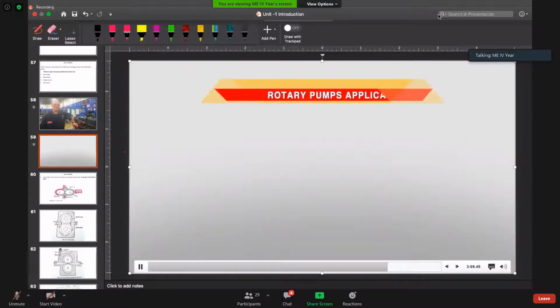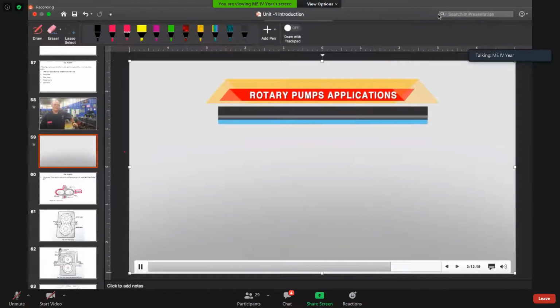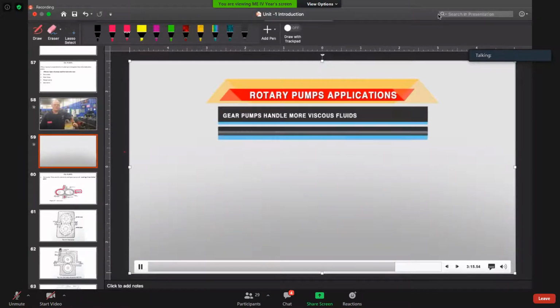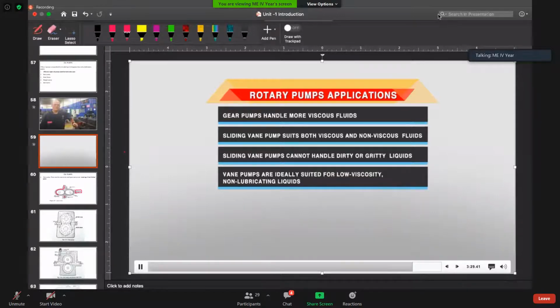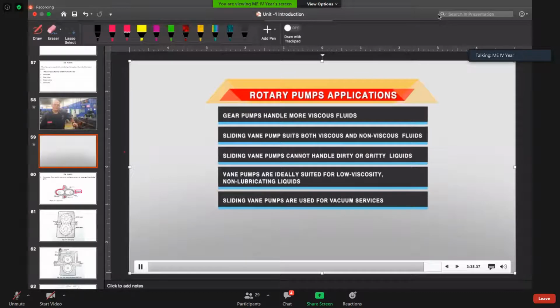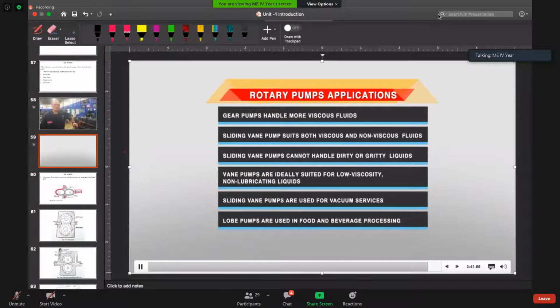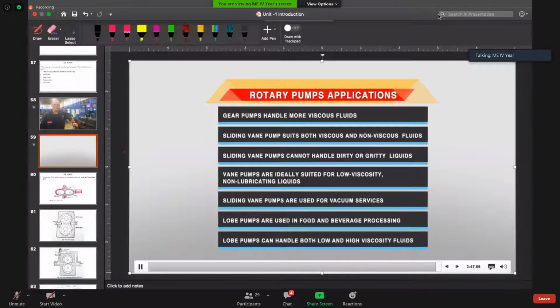Applications of rotary pumps are: gear pumps handle more viscous fluids. The sliding vane pump suits both viscous and non-viscous fluids. Sliding vane pumps cannot handle dirty or gritty liquids. Vane pumps are ideally suited for low viscosity, non-lubricating liquids. Sliding vane pumps are used for vacuum services. Lobe pumps are used for food and beverage processing. Lobe pumps can handle both low and high viscosity fluids.